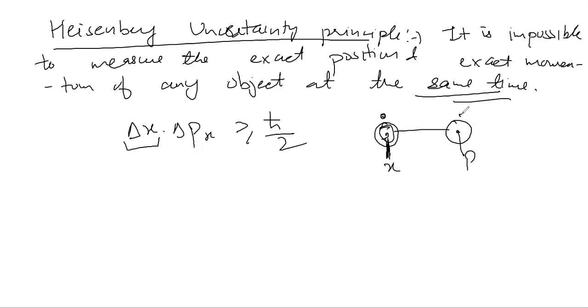You can definitely measure the momentum and position precisely at different times. You can, let's say, measure the position precisely now and momentum precisely after, let's say, 1.2 seconds. You can do that. But right now, it is physically impossible to measure the momentum and the position of the particle precisely. That is the Heisenberg uncertainty principle.